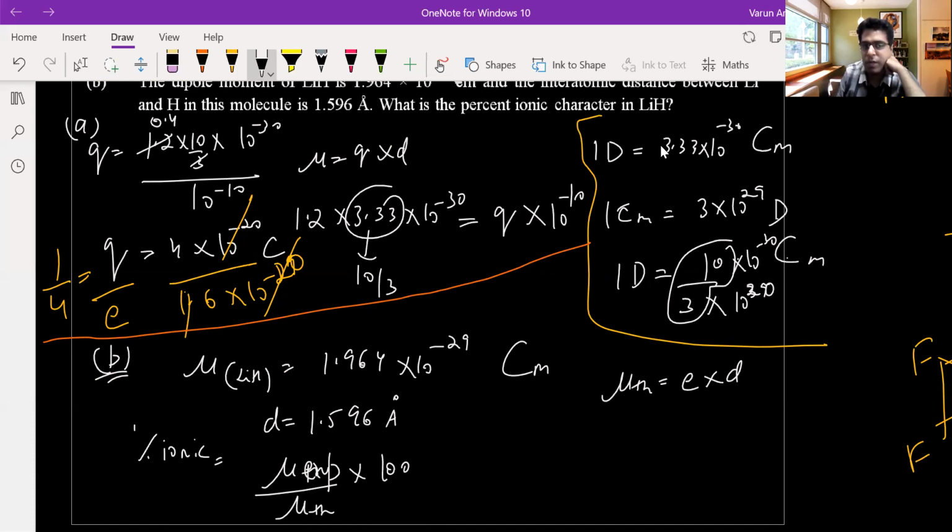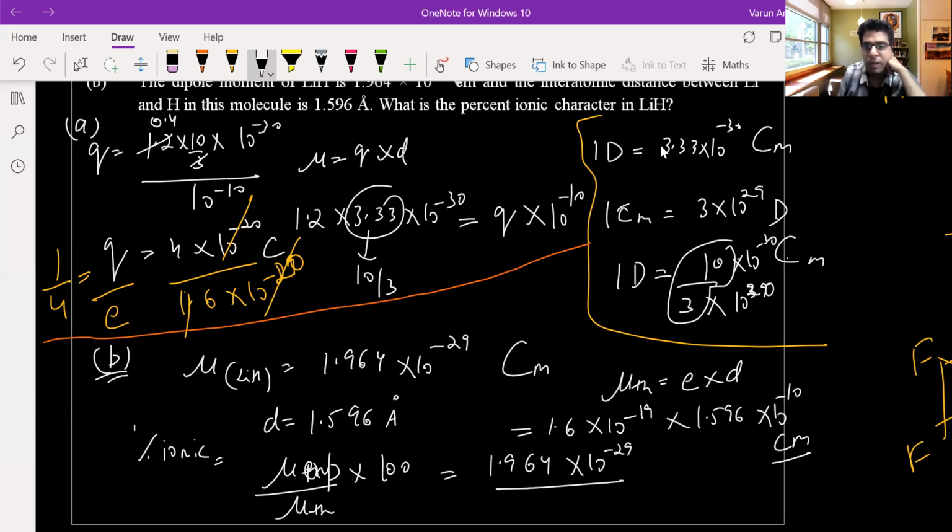So what is the charge of electron? 1.6 into 10 to the power minus 19 coulomb, and the bond length will be 1.596 into 10 to the power minus 10 meter. So the dipole moment will be in coulomb meter. So this is the theoretical dipole moment, and experimental is given 1.964 into 10 to the power minus 29, and this will be 1.6 into 1.596 into 10 to the power minus 29. So this 29 into 100 is also there. So 196.4 by 1.6 into 1.596. Find out the value.